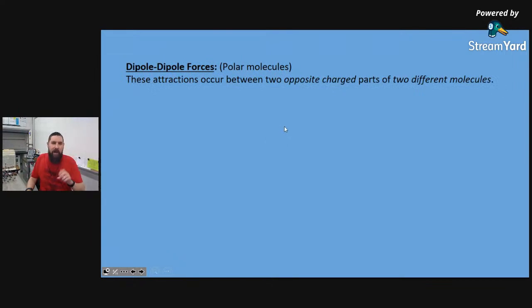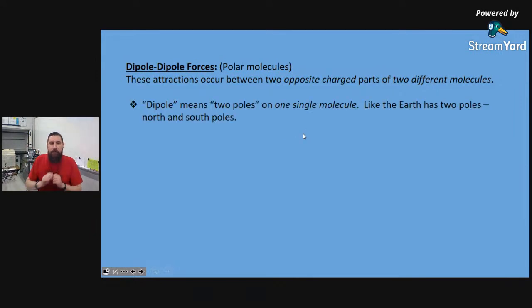The second type of IMF is what's called a dipole-dipole force. And these occur between two oppositely charged parts of different molecules. So in other words, I've got two polar molecules, and they come into proximity with each other, and the positive pole of one orients to the negative pole of the other. Okay? As far as why we call them dipole, it literally means two poles.